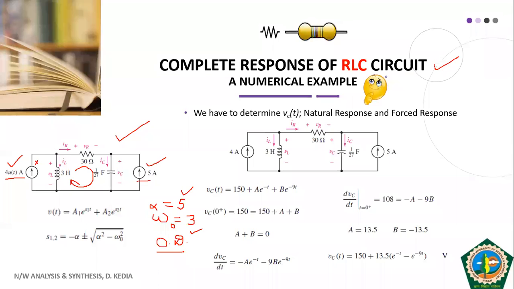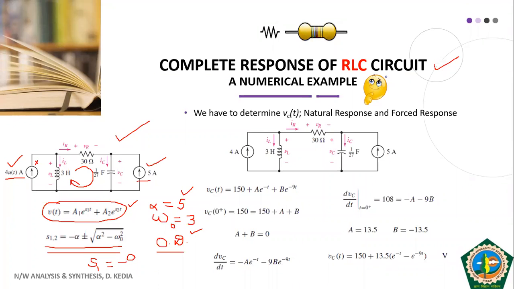So since our circuit is overdamped, the form of our natural response will be this one, that is v(t) equal to A1 e raised to the power S1 t plus A2 e raised to the power S2 t. This will be the form of our natural response. Okay. And S1 and S2 are the two roots, which will be determined by putting the value of alpha and omega naught in this equation. So once we do that, the value of S1 will come out to be -9.